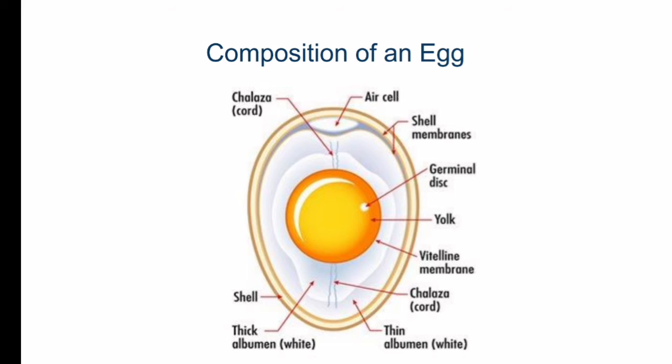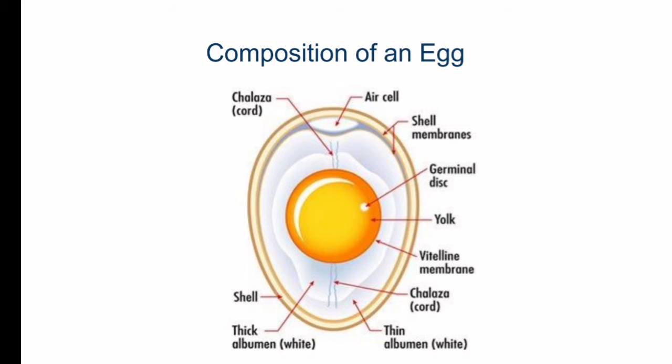Next, you have the chalaza or the chalazae, right? Everybody knows that the egg yolk is in the center of the egg. Now, the purpose of the chalaza is to hold the egg yolk in place. And just by looking at the diagram, you can see that it looks like a twisted rope that is connected from one end to the egg yolk itself.